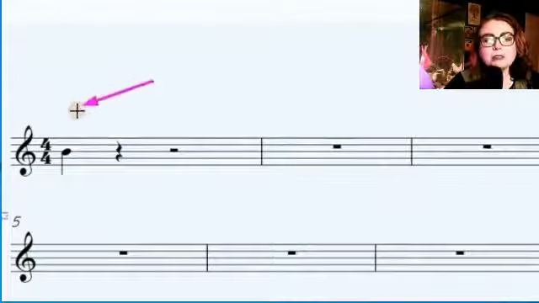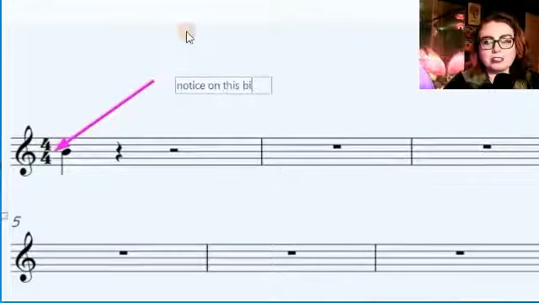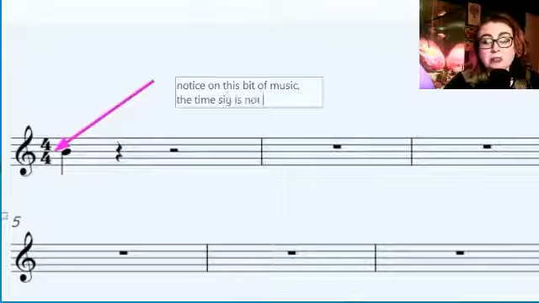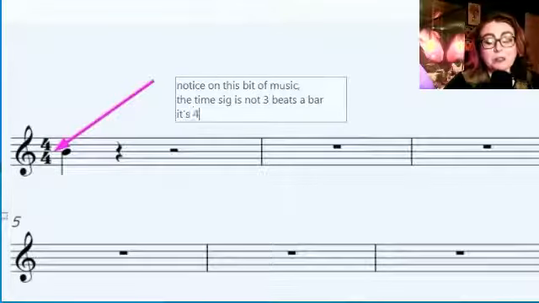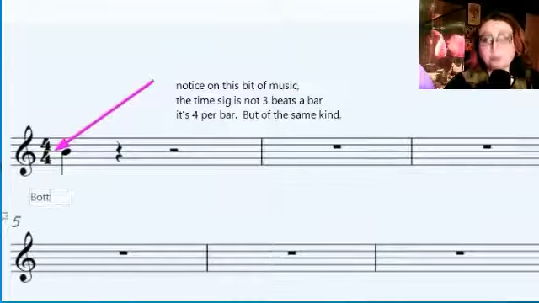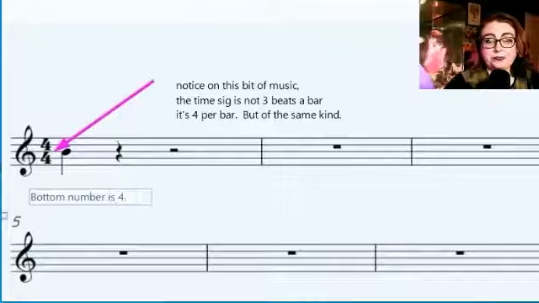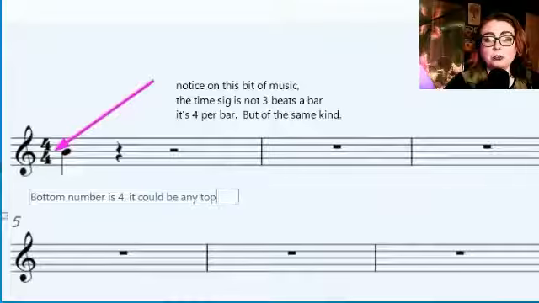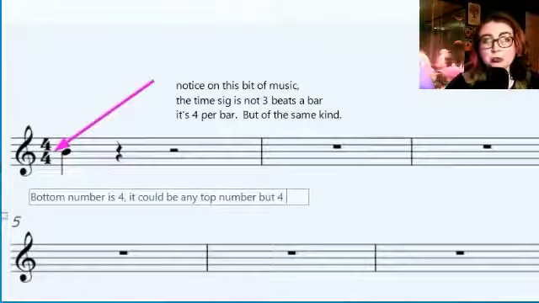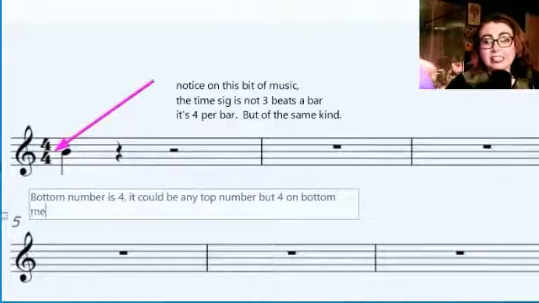So the bottom number in the time signature is 4. That represents the quarter note. So notice this bit of music is 4/4 time, but actual Valkyrie is in 3/4 time. The top number is how many beats a bar. So 3/4 is 3 beats a bar, 4/4 is 4 beats a bar. They're both the same kind of beat. A beat is as long as a quarter note. That's what the 4 tells us. If it was as long as a minim, a half note, it would be a 2. If it was as long as a quaver, an 8th note, it would be an 8.